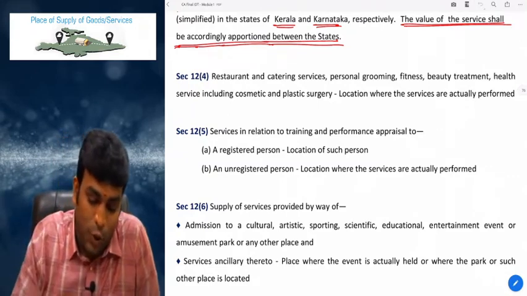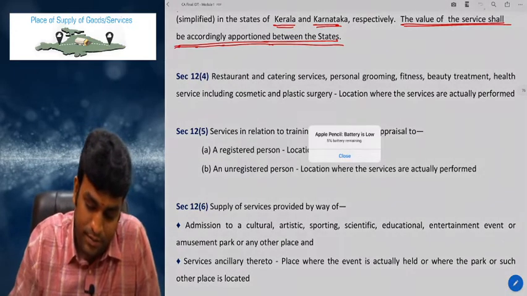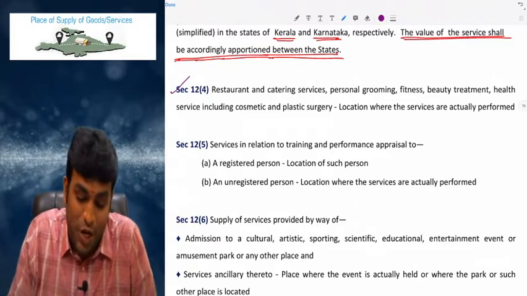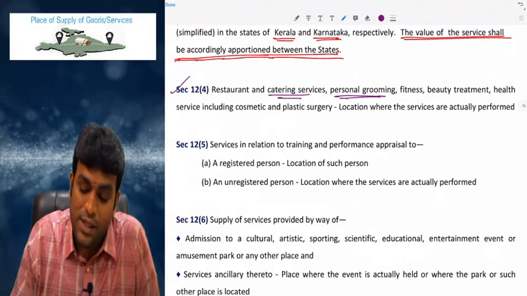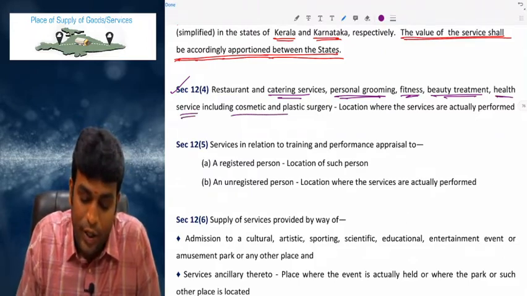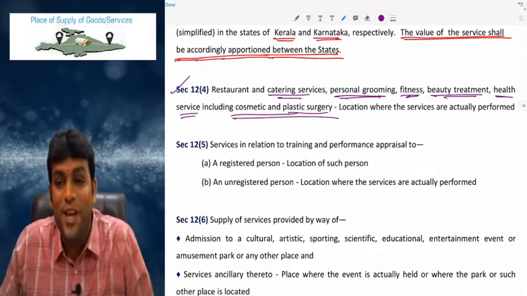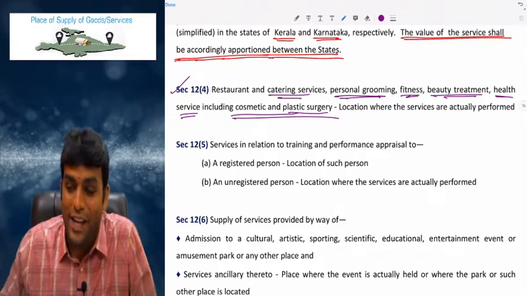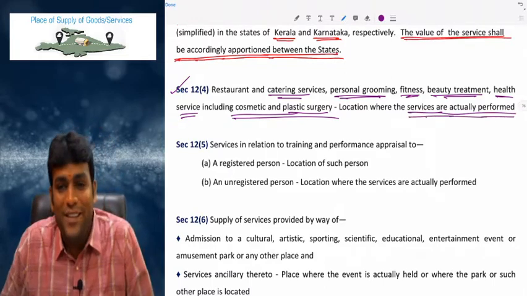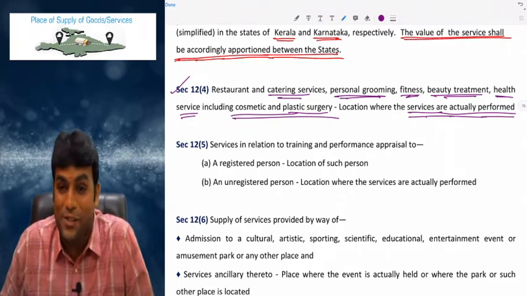See now. Section 12.4, my dear friends, talks about restaurant and catering services, personal grooming, fitness, beauty treatment, health services including cosmetic and plastic surgery. What is the answer, by the way? Location where services are actually performed. Wherever services are performed, that becomes the place of supply.